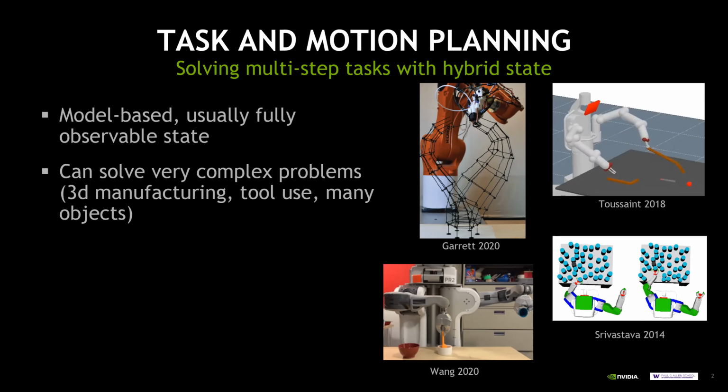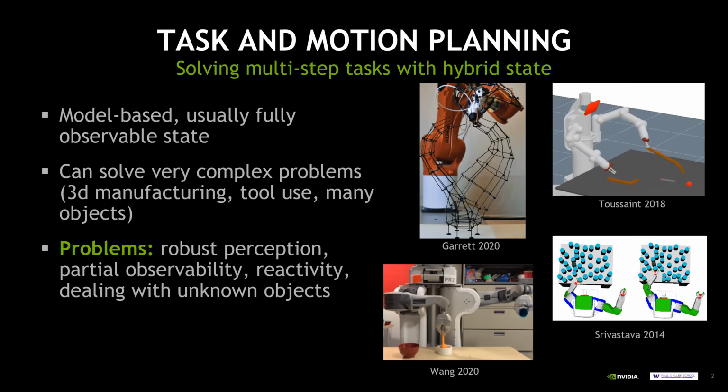There are some really complicated problems that people have been able to solve, like all the great stuff Wei Wei was just showing us: manufacturing tasks, 3D printing kind of stuff, tool use, scenes with dozens of different objects, all kinds of interesting stuff that we can do with these algorithms. But there's still a lot of stuff that these methods have issues with.